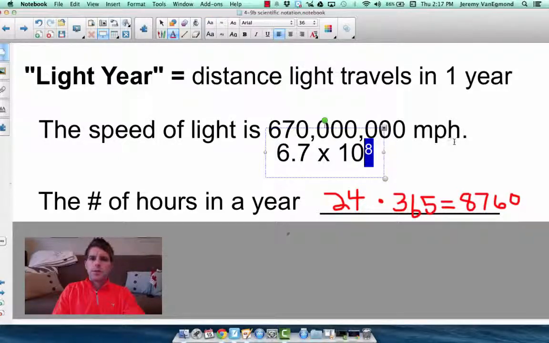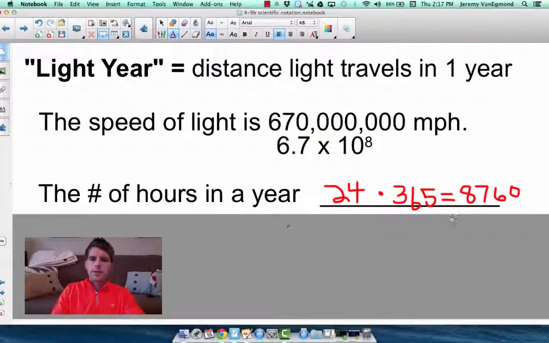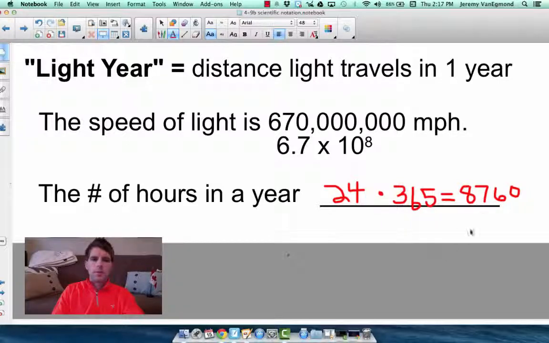Okay, and then let's do the same thing, although it's not as big, with the number of hours in a year, 8,760. Represent that in scientific notation, considering the decimal is starting here at the very end of the number. Move it over to make a number that is greater than or equal to 1 but less than 10, and we'd get something like this.